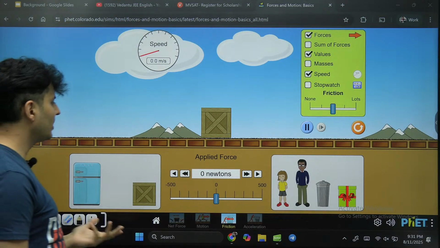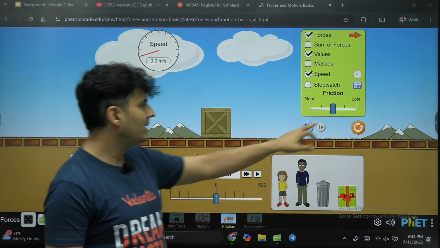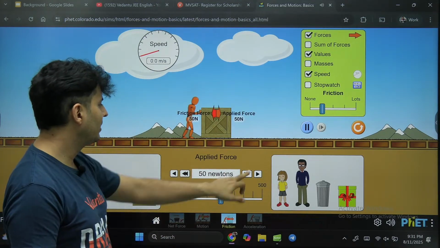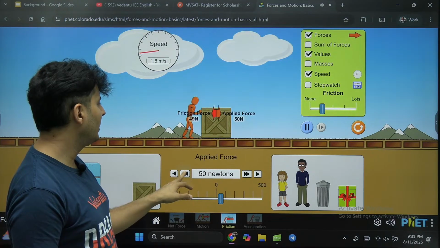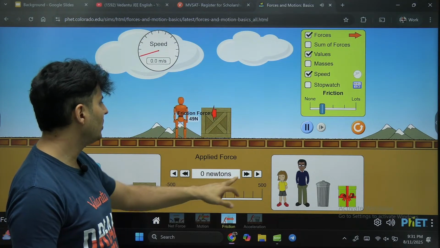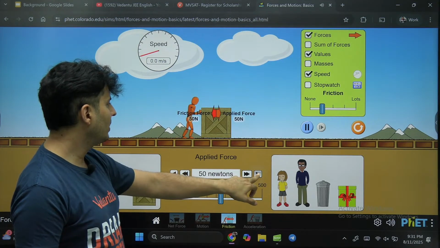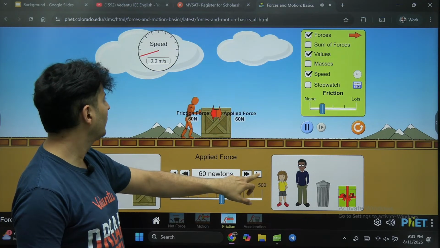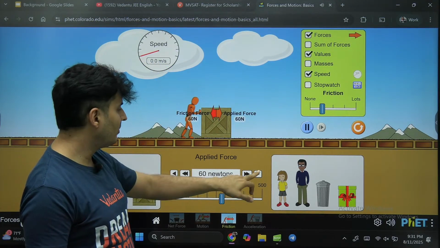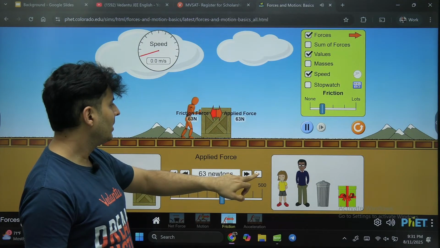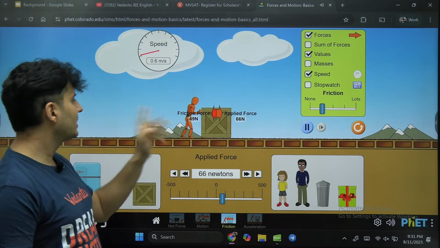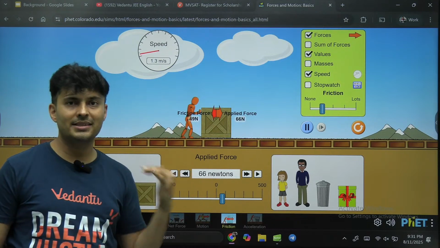For that, let me do a simple experiment. I'll keep the friction a little bit less now, so that it will be easier to move it. At 100 Newton, it begins to move very easily. So let me get it back to stop. Okay, I'll just try to figure out at what Newton it is moving and I will note it down. Look at the speedometer. Once it begins to move, that means I have overcome the friction. 66, yes. So 65 Newton was the limit.